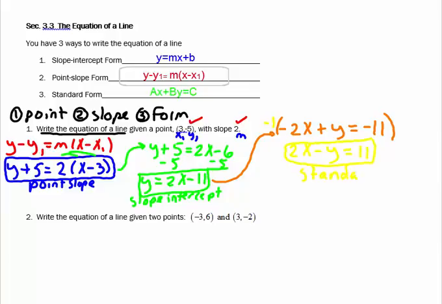So I will always start off in point slope. We'll change it into slope-intercept, and then we'll change that into standard. Make sure you know the different forms.